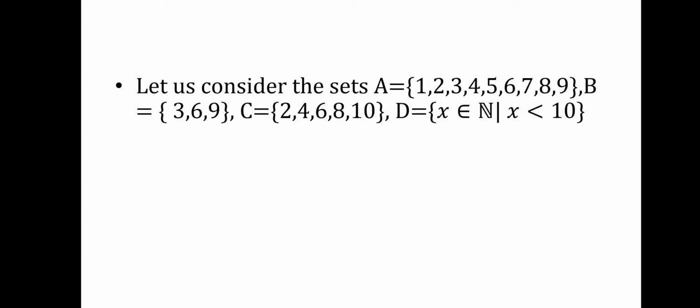Now let us consider a few sets here. A is 1 2 3 4 5 6 7 8 9, B is 3 6 9, C is 2 4 6 8 10, and D is x belongs to N, x less than 10. So I have taken these 4 sets.